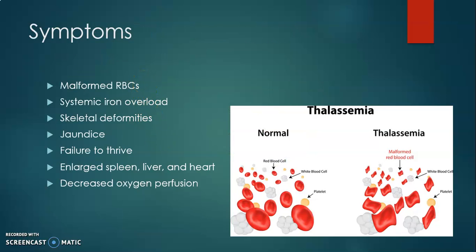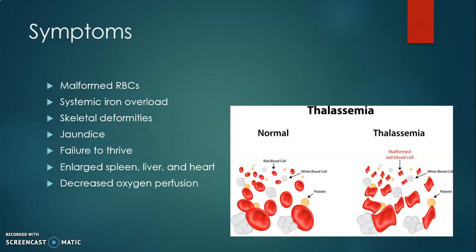Some of the symptoms include malformed red blood cells, as you can see in this picture, because the protein's not shaped correctly, so it doesn't have the correct shape of the cell. Beta thalassemia can also cause an increase in alpha globulin formation, so too much alpha globulin is formed. Another thing it could cause is iron overload, so you get too much iron in your body. That would cause heavy metal toxicity.